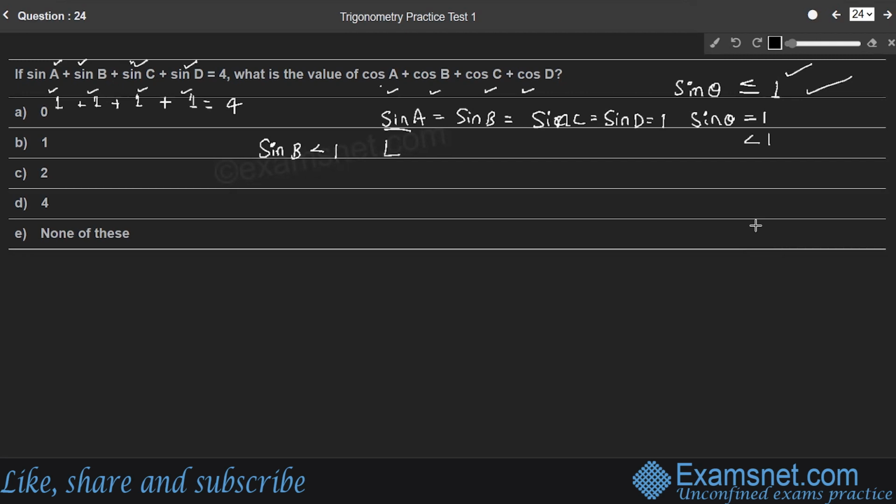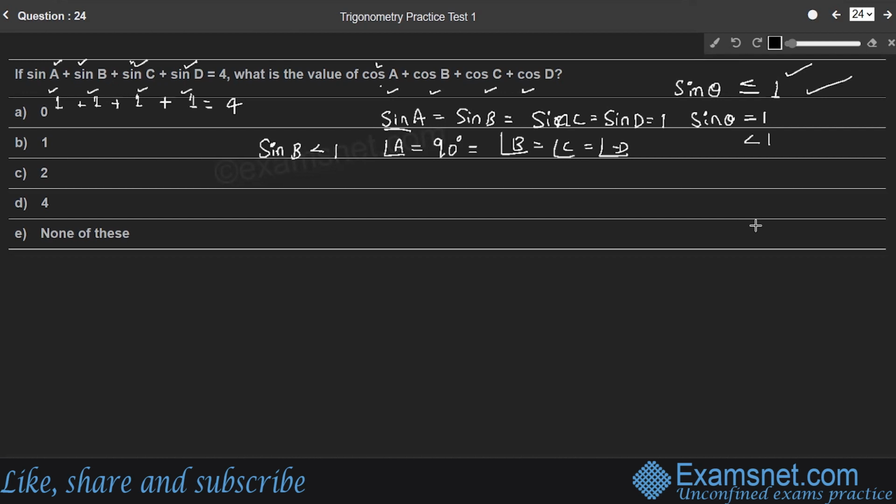Therefore, what is the measure of angle A here? Sin A is equal to 1, therefore angle A is equal to 90 degree, which is equal to angle B, C and D. So all the angles are equal, so that the sine of each angle is equal to 1, and their sum is equal to 4.